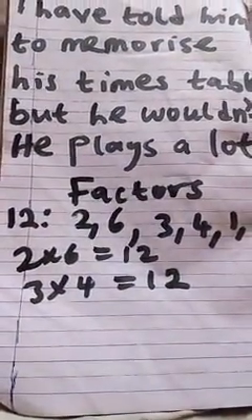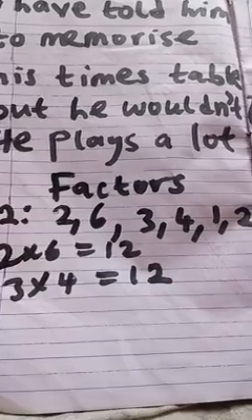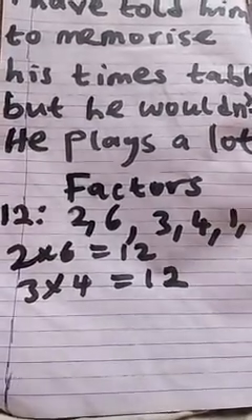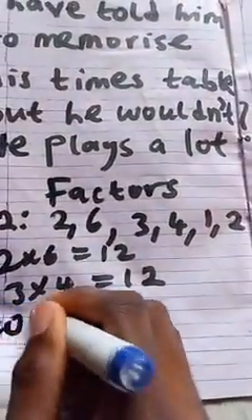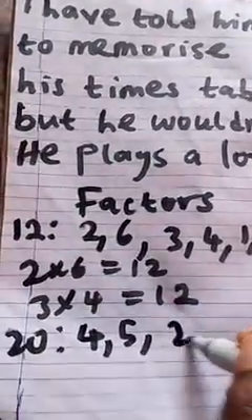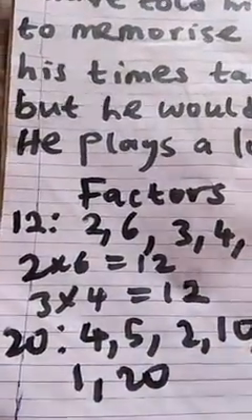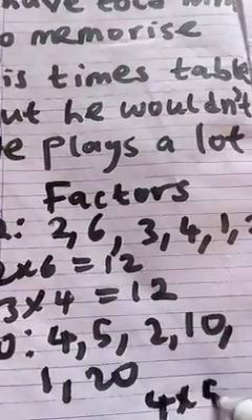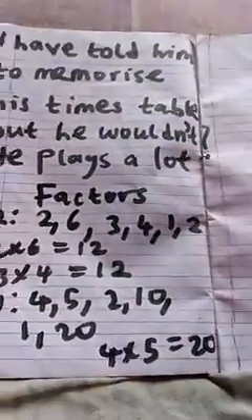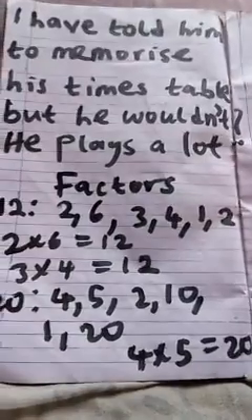You can do factors of many numbers, especially those numbers that appear frequently in maths. You can do factors of 20, and the rest of them, which are 4 and 5, 2 and 10, 1 and 20, because 4 times 5 will give you 20. You might be doing it like a play in a class, something like a task in a class, but you don't know that you are indirectly teaching the child the times table.